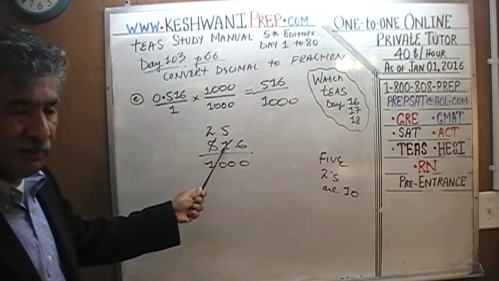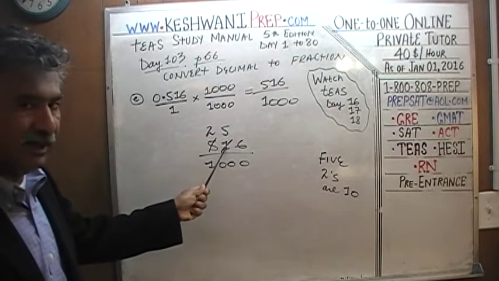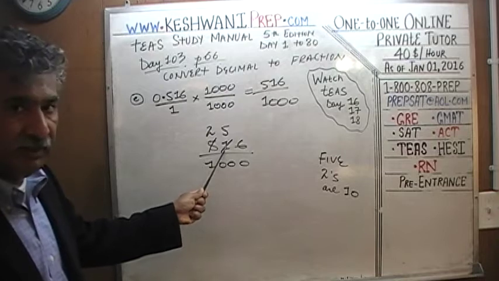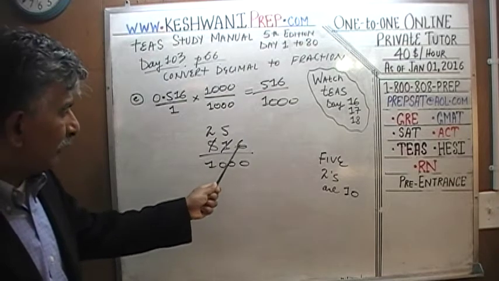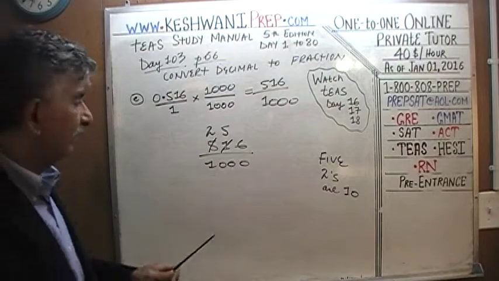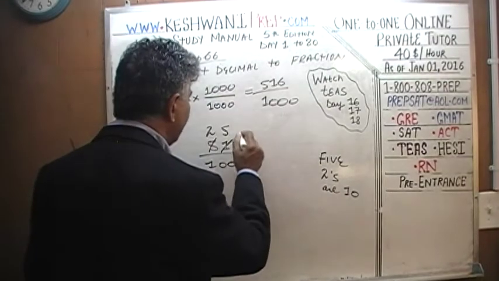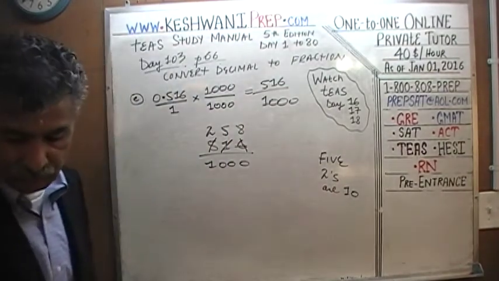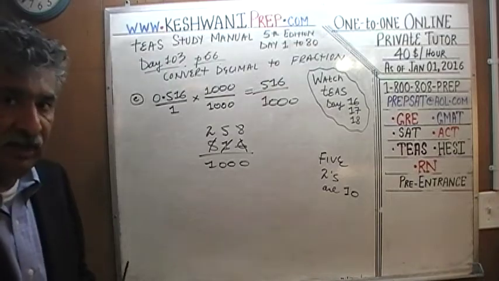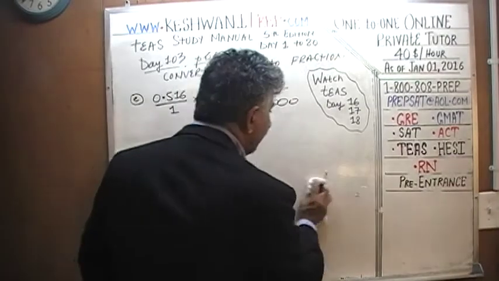This one becomes 11. 11 has 5 2's. 5 2's are 10. After we take away 10 from the 11, we will have a remainder of 1. And that one goes and joins the 6 and becomes 16. And 16 has 8 2's. Now I'm going to show you the same procedure by doing the long division.